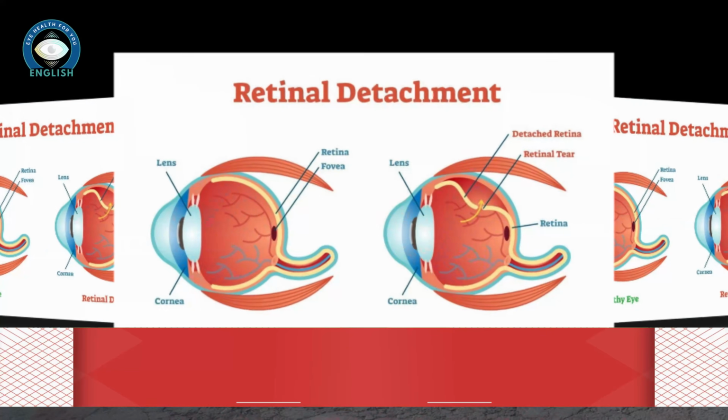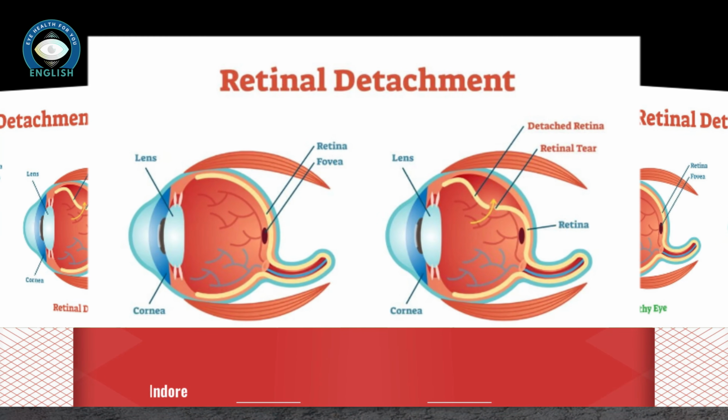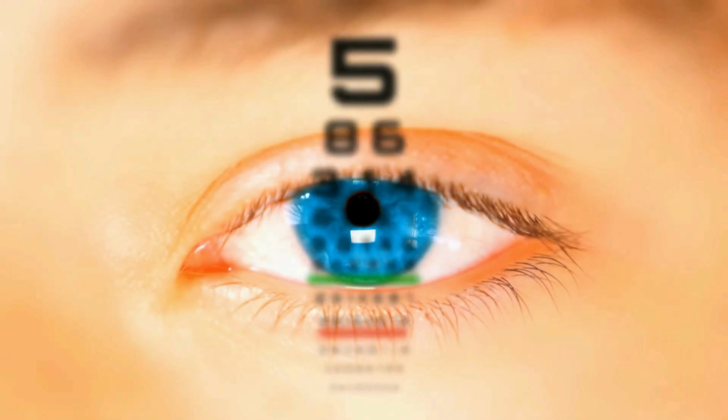Retina detachment is a serious disease of the eye, one of the most serious diseases. But have you ever wondered, why does the retina detach? Today, I will try to explain to you in very simple terms why the retina detaches. What is the basic reason behind it?